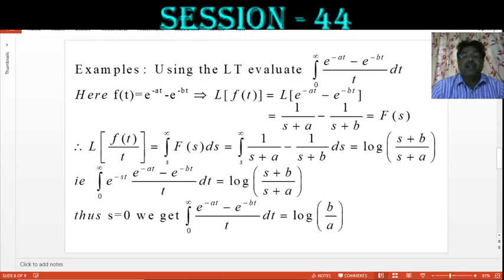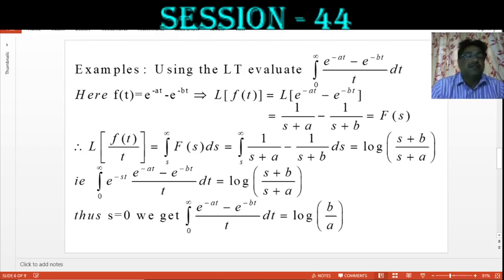First, we should find L of f of t divided by t. We have to calculate it and make use of that result. You can find this integral from 0 to infinity. Here in this example, f of t is equal to e raised to minus at minus e raised to minus bt. L of f of t is equal to L of e raised to minus at minus L of e raised to minus bt. That is 1 upon s plus a minus 1 upon s plus b.